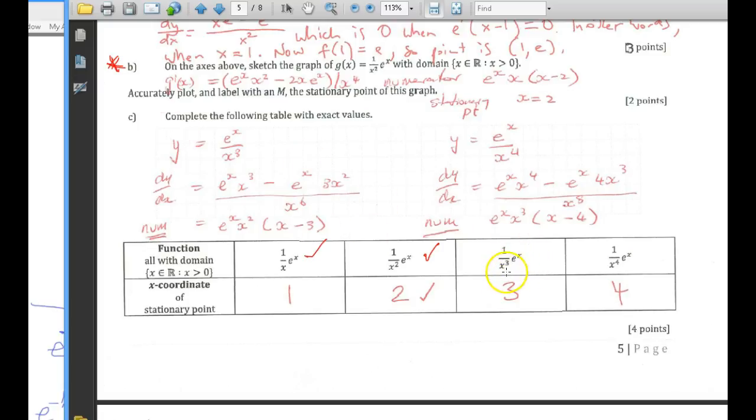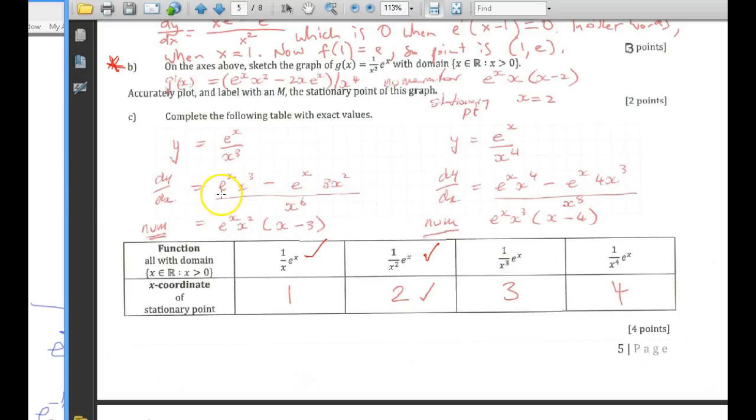So we do it again for 1 on x cubed e to the x. So just quietly have a look at finding the derivative, product rule, e to the x is e to the x. Just write down x cubed minus, write down e to the x times the derivative of the denominator function. So that's 3x squared, all divided by the denominator squared, so x to the power 6. So again, it's the numerator that makes the function 0, and a stationary point is when the gradient is 0.